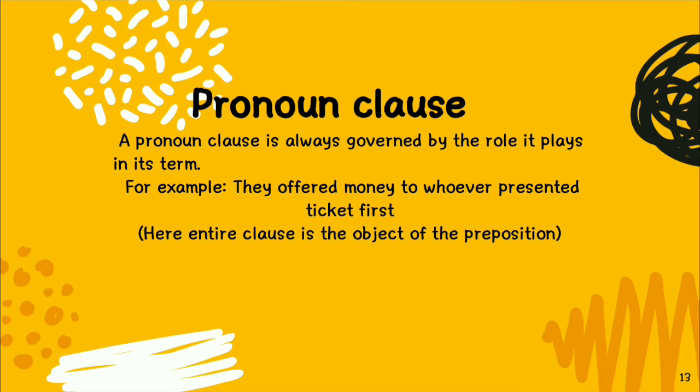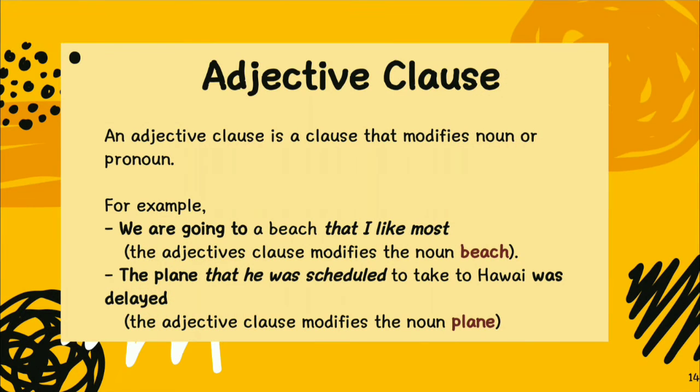Then the next one is the pronoun clause. A pronoun clause is always governed by the role it plays in its term. For example, they offered money to whoever presented a ticket first. Here, the entire clause is the object of the preposition. Then the next material will be explained by my friend, Ervica Yuniar Maulida. Thank you.